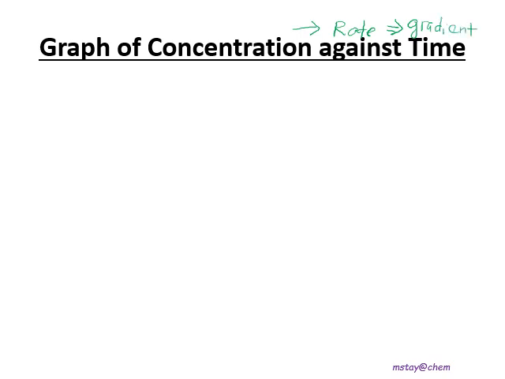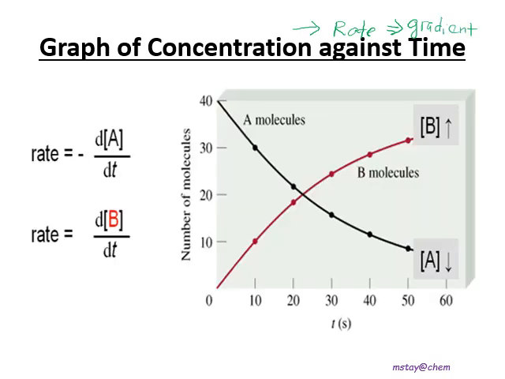So now let's show you the graph. From here, the y-axis is the number of molecules, which refers to concentration, and the x-axis refers to time. We notice that the concentration of A is getting lower and lower with time, so we know that A is the reactant, while the concentration of B is getting more and more, so B is the product.